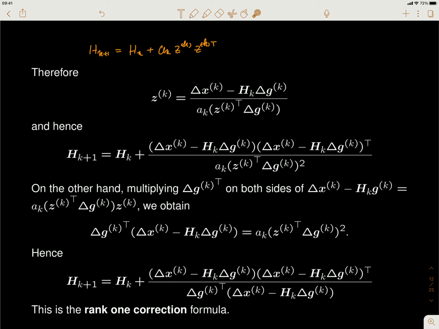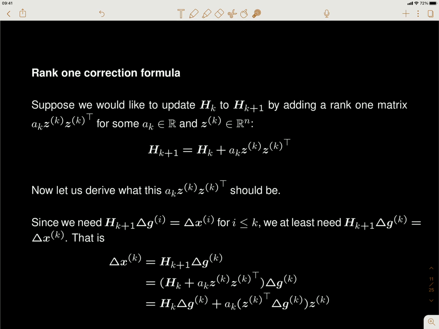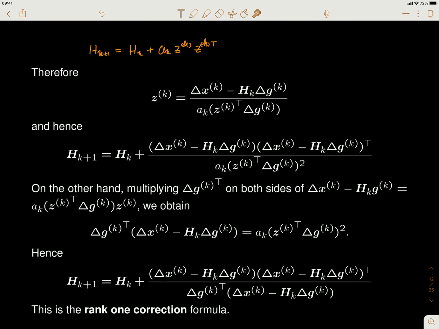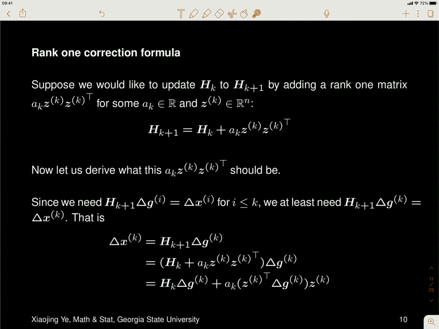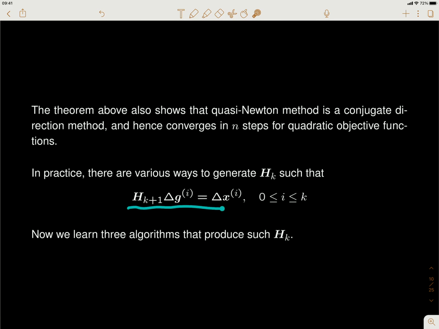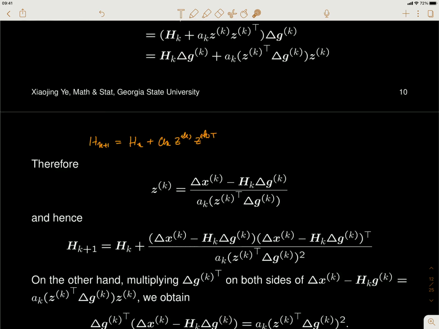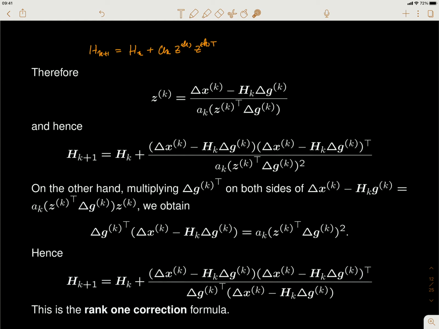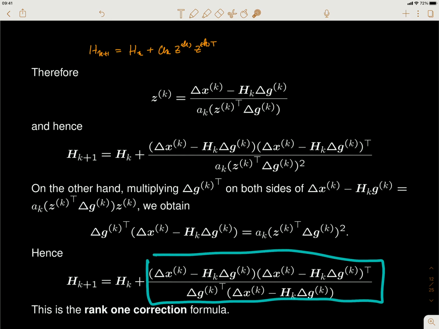Okay, so although initially we tried to update the HK matrix using this ZK vector, it turns out that we don't really need to find out what this ZK vector is. No matter what it is, in order to make at least this one hold for i equals to k, it is already determined that this rank 1 matrix needs to be in this form.